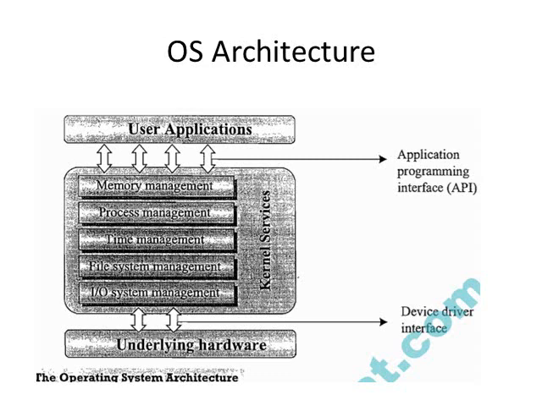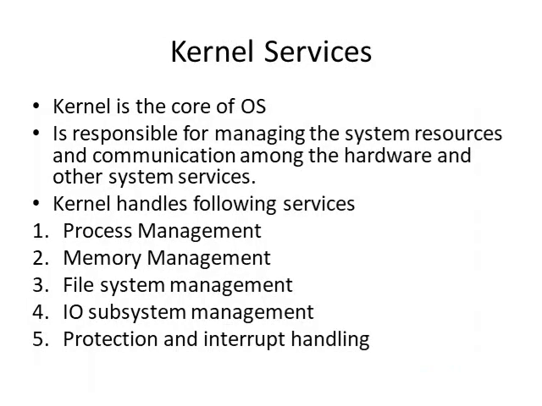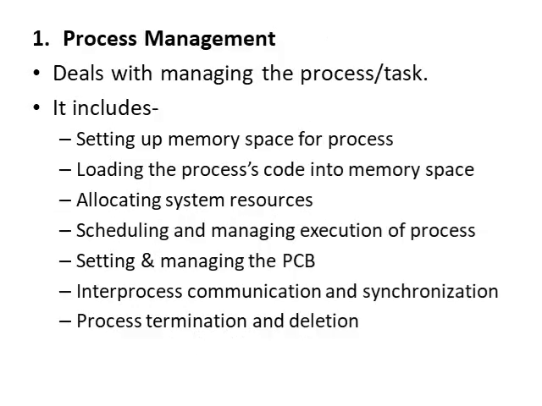Let's move on and see the different functions of the operating system. The kernel being the core of the operating system, what different services does the kernel handle? This concept is also familiar to you, just a recall in this video. The kernel services are first process management, then memory management, file system management, IO system management, and protection and interrupt handling. These are the various services that the kernel is responsible for, and one by one we will see in detail what the different services are, starting with process management.